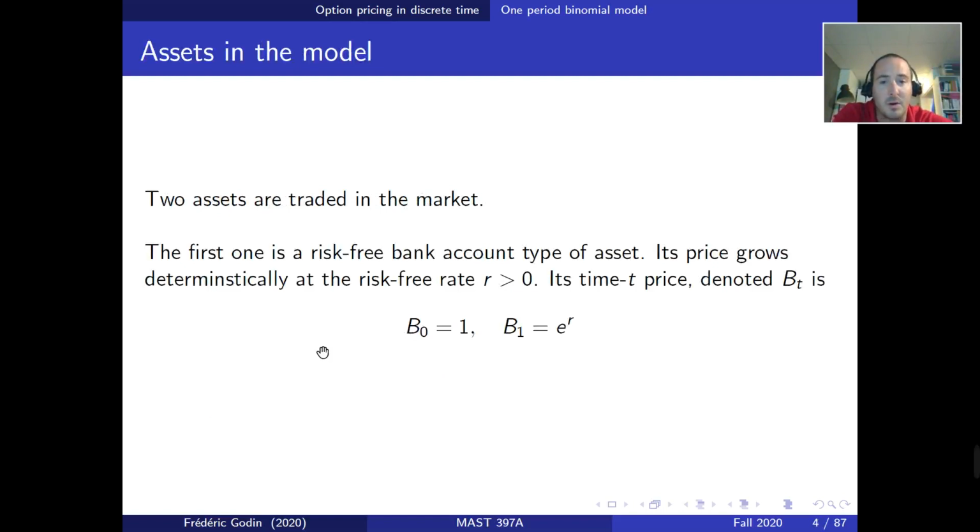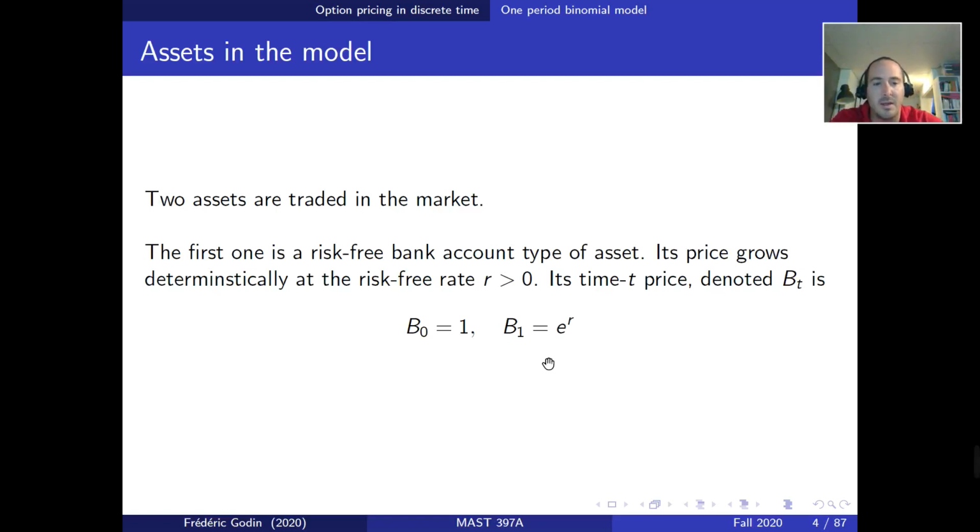In the market we're going to assume that there are exactly two assets that are traded. The first one is a risk-free asset, which behaves a bit like a bank account. So its value grows deterministically at the risk-free rate. So we consider, again, a deterministic risk-free rate, continuously compounded rate, denoted by R, which we assume is greater than 0. And then we're going to assume that the dynamics of this asset is as follows. At time 0, its value is 1, and at time 1, its value is exponential of R.